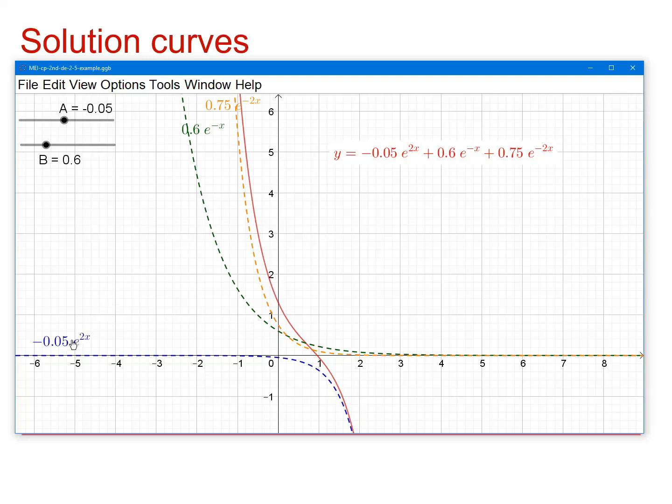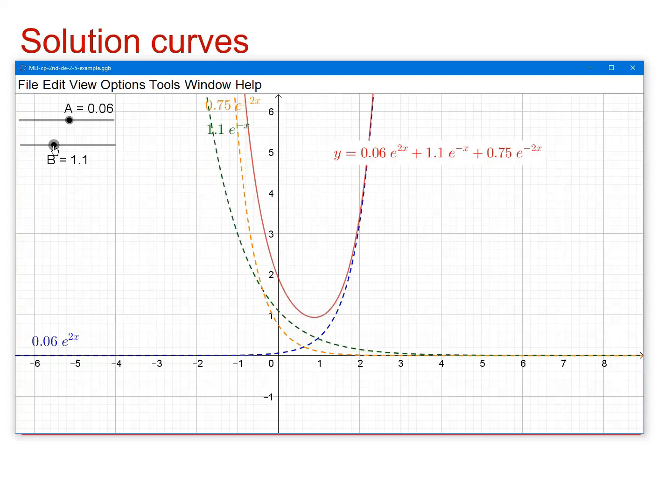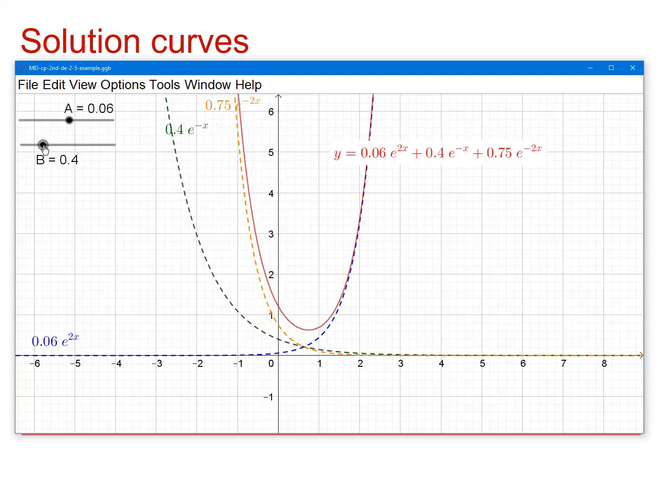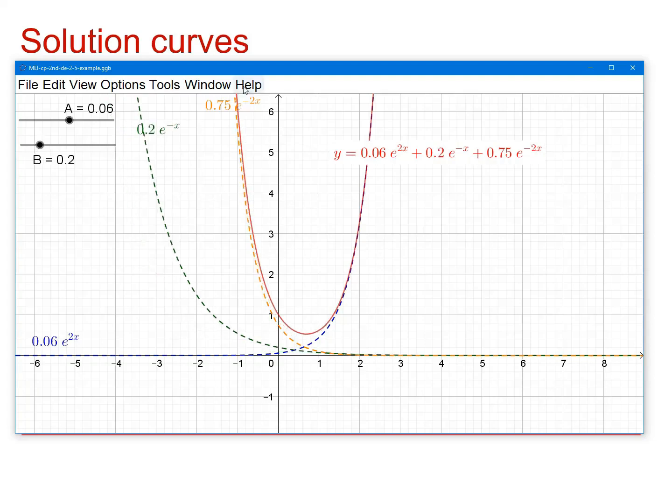Now I've got a negative value for a, which means that my e to the 2x is actually mirrored. It's flipped over and pointing downwards. If I bring a up to be positive, you'll see that I've got a more recognizable e to the 2x type curve, and the red curve is tracking that very closely. If I change the value of b, actually not a lot happens to the solution curve. It does have an effect, but you can see as we bring b down smaller and smaller, it actually has an even smaller effect on the whole thing, and it really is being driven by e to the minus 2x.